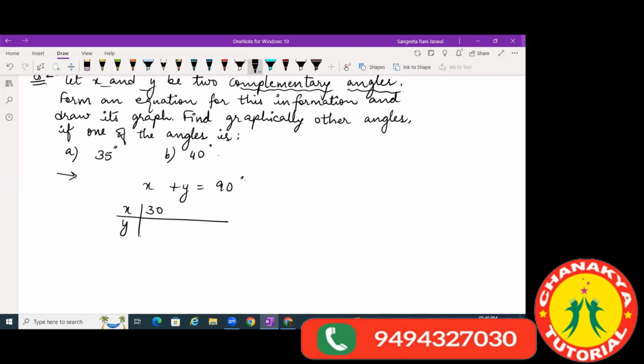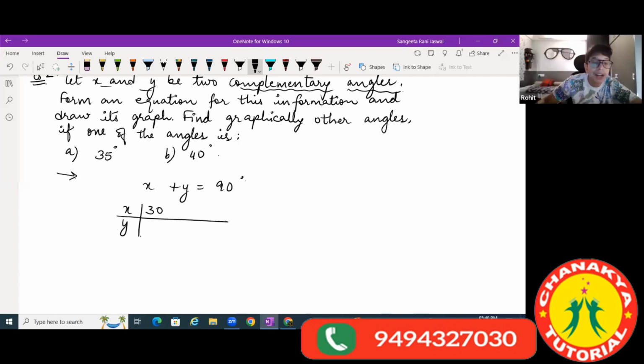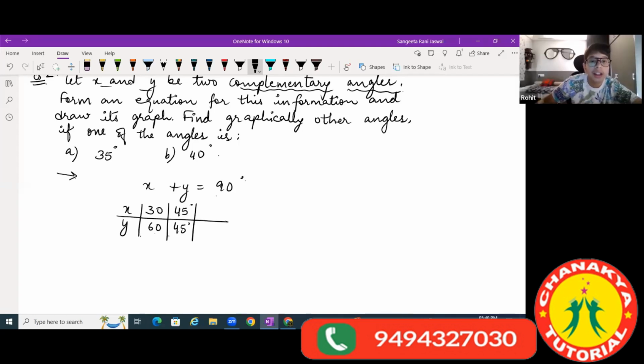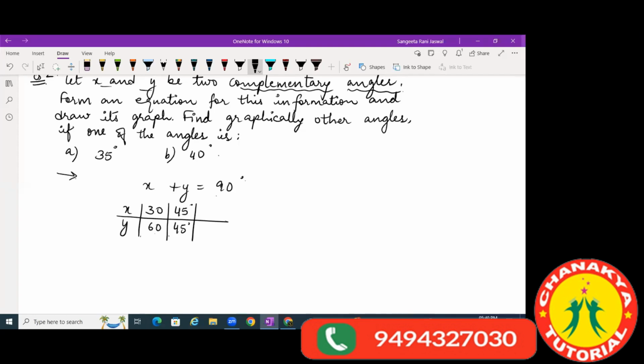If one angle is 60, the other angle has to be 30. Ma'am, I didn't understand. Sorry, one has to be 60, right? I'm randomly taking two angles such that their sum is 90, so they have to sum up to 90 degrees. If I'm taking x as 30, y will be 60.